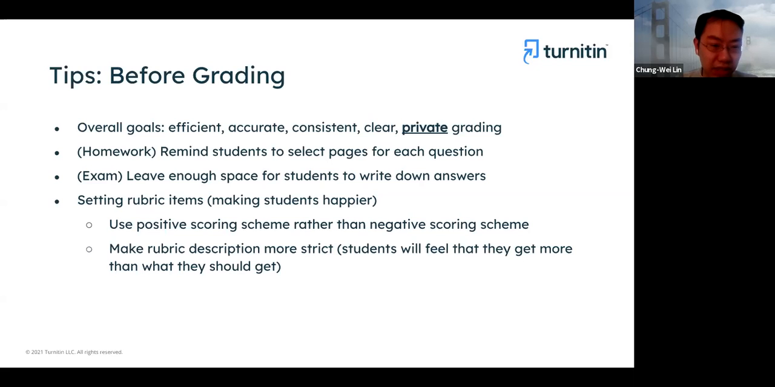And if it's homework, remember to ask students to select the pages, because for exams, Gradescope can localize the question and the solution by itself, but for homework, students need to select the pages by themselves.